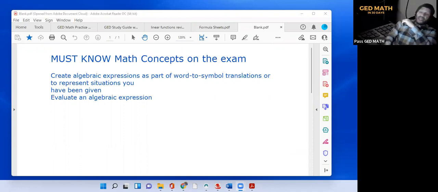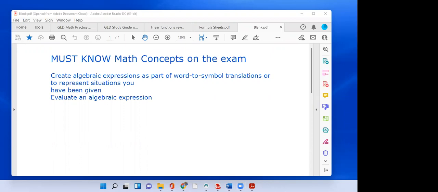Okay? Evaluate an algebraic expression. So we're going to do them by hand and we're going to use the calculator. We're going to use both. Okay. I'm ready. Okay. Thank you. Let me save it. Let me erase it.